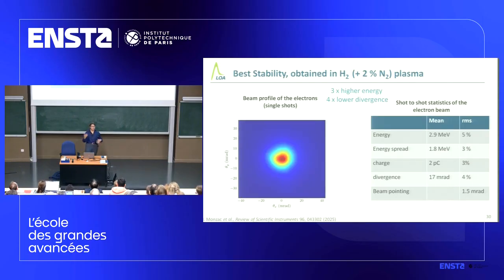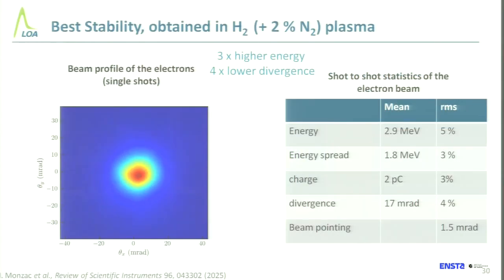Then we also kept going with the experiment, and here I will just show you one of the best results that we got during our experiments. So here you have a video of an electron beam. Each picture is a single shot of the electron beam, and here you have 100 shots shown in the video.